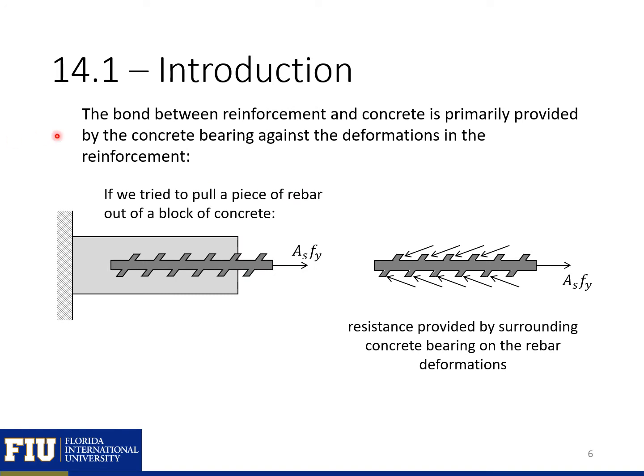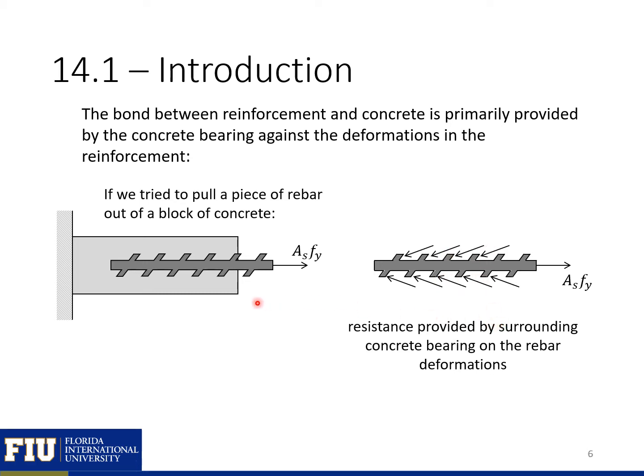The bond between the reinforcement and the concrete is primarily provided by the deformations and the bearing of the concrete against those deformations. So if we tried to pull a piece of rebar out of a block of concrete, we would have our deformations in that rebar, and the bond between the concrete and the rebar would be provided because the concrete is bearing against these deformations.